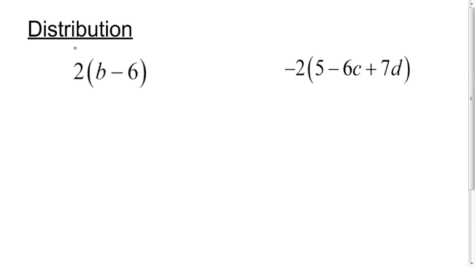For distribution, one of the things I saw was a lot of sign mistakes. First off, this first problem reads 2 times the quantity b minus 6, which means we're going to multiply 2 times b and 2 times negative 6. One of the things I think can help improve your clerical accuracy is trying to include the sign. Don't bring the negative down while saying it's a minus, and then do 2 times 6. Each time you do a multiplication, think of the number as positive or negative, and whatever the result is, make that the sign you bring down.